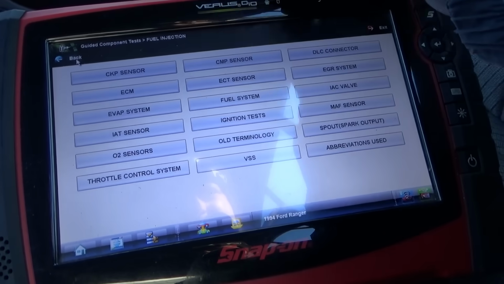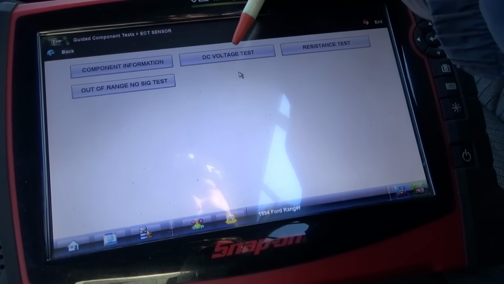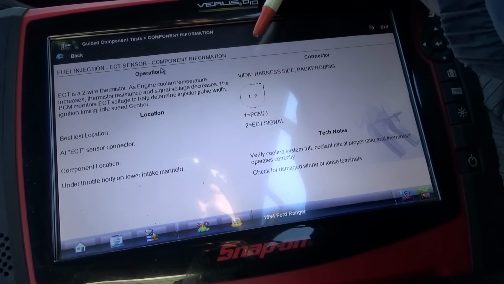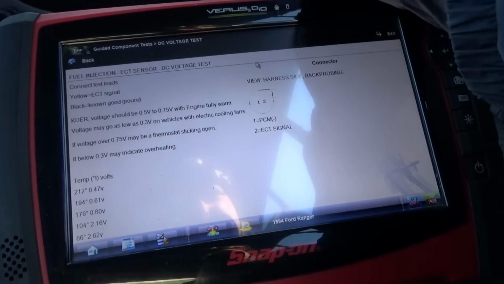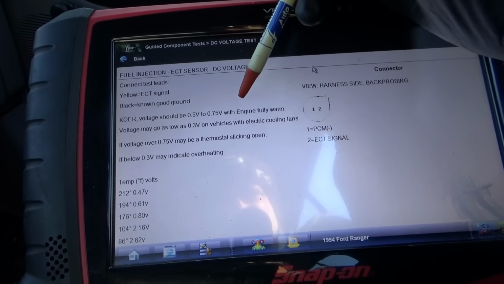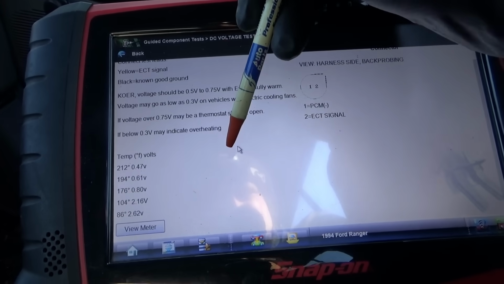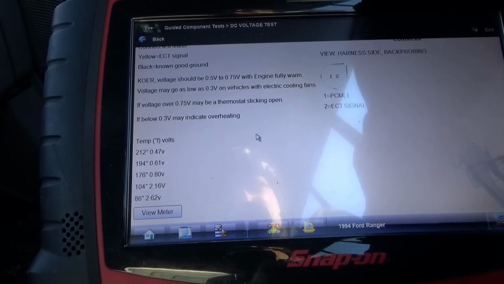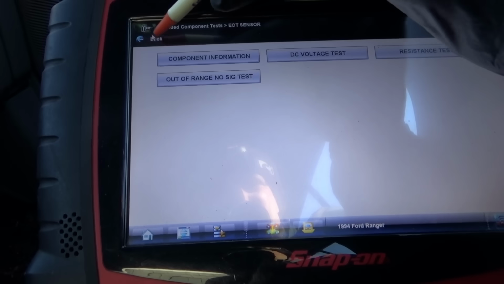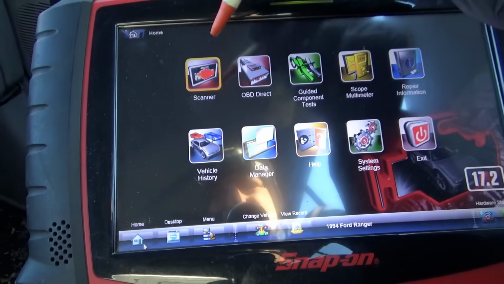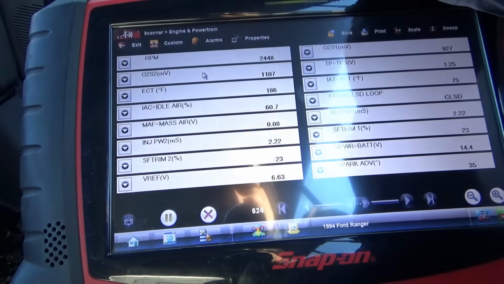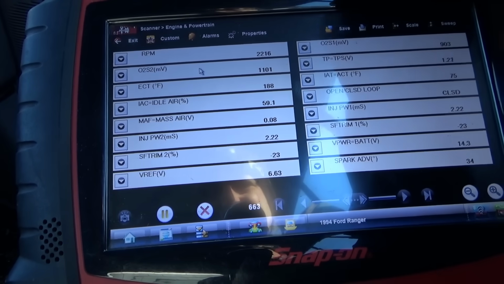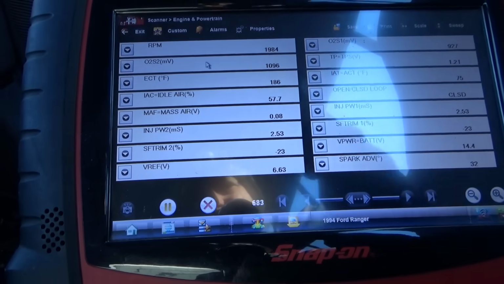Let's go back to the ECT sensor. DC voltage test. Yeah, it's a 5 volt sensor. It pulls it down once it heats up. So I don't like 6.63 on the module VREF. That'll mess with everything. It'll make it seem like the ECT is too high when it's not. Let's measure the voltage on the engine coolant temp sensor when it's unplugged. I want to see if that's real or not.